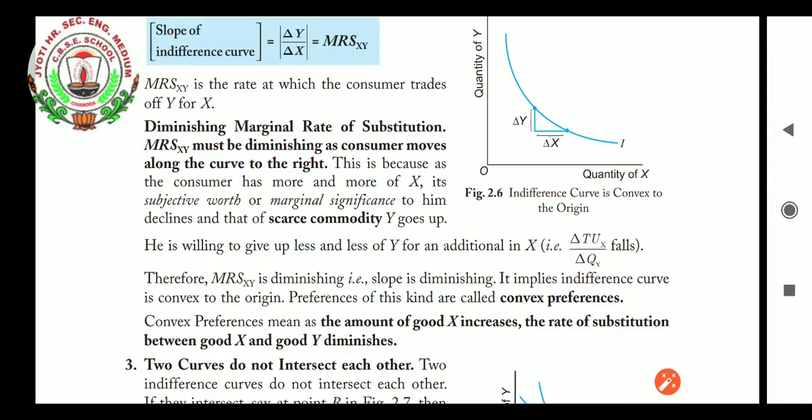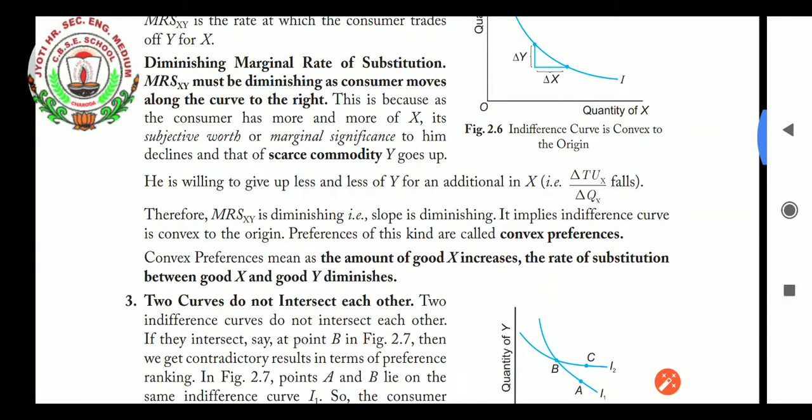Diminishing marginal rate of substitution. MRS xy must be diminishing as consumer moves along the curve to the right. This is because as the consumer has more and more of x, its subjective worth or marginal significance to him declines, and that of scarce commodity y goes up. He is willing to give up less and less of y for an additional unit of x. Therefore, MRS xy is diminishing, that is slope is diminishing. It implies indifference curve is convex to the origin. Preferences of this kind are called convex preferences.